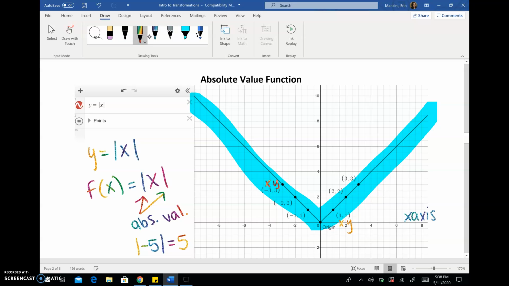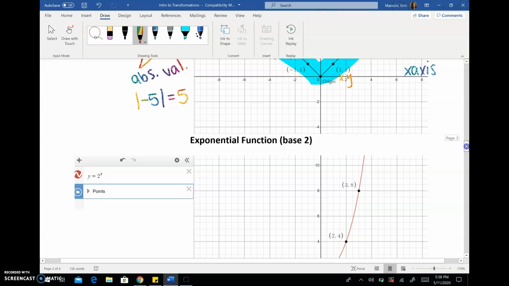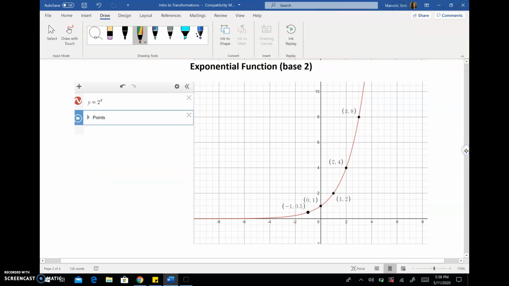So the parent function of an absolute value function doesn't have anything subtracted, added, multiplied, or divided, because it's the simplest function, right? We could transform one of these absolute value functions. Let's say I added 5 to it. That's in the family of absolute value functions, but it's not the parent one because it's not the simplest. But all absolute value functions will look like a V. They may be shifted up, down, left, or right. They might be skinnier or smaller, but they're all a V. That's what an absolute value function looks like.